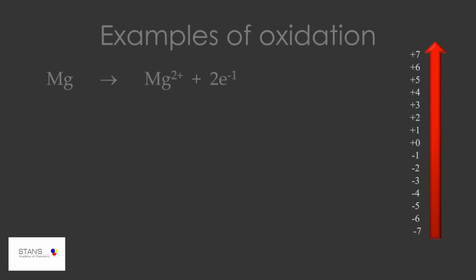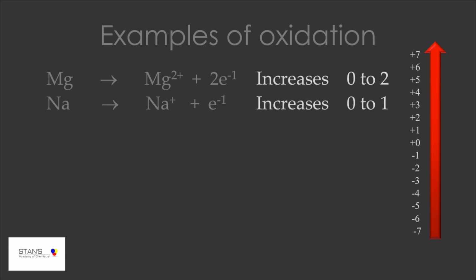Here are some examples of oxidation. Magnesium changes to Mg2+ by losing 2 electrons. The oxidation number increases from 0 to +2. Sodium loses an electron and changes to Na+. The oxidation number increases from 0 to +1. Aluminum changes from Al to Al3+. The oxidation number increases from 0 to +3.